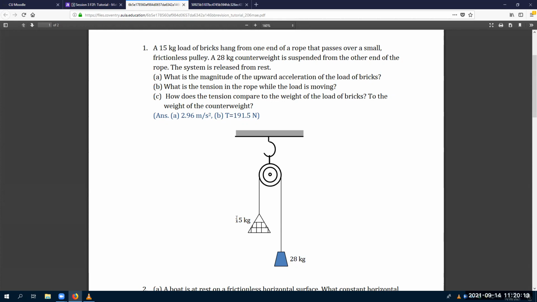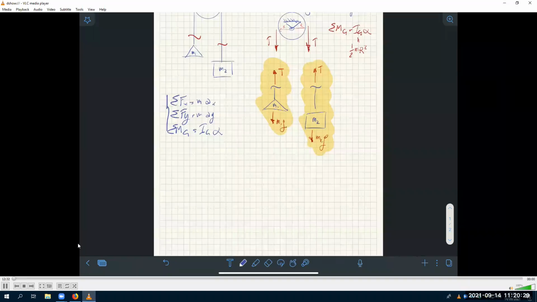So let me write them down here. The three equilibrium equations are sum of forces along x equals mass times acceleration along x. Sum of forces along y is mass times acceleration along y. Sum of moments around G is IG times alpha. Remember these? These three are what we used last year to go about all the exercises, really.